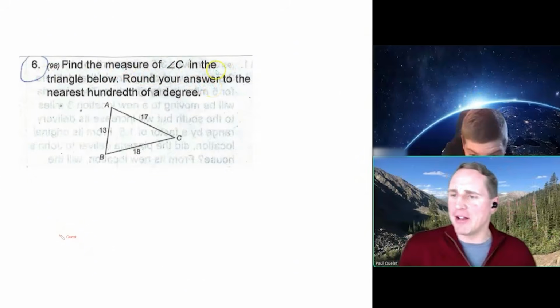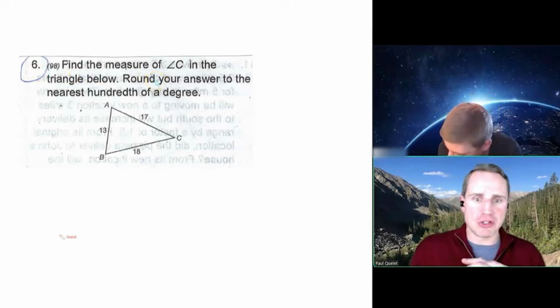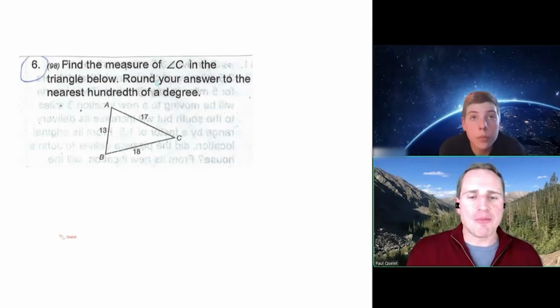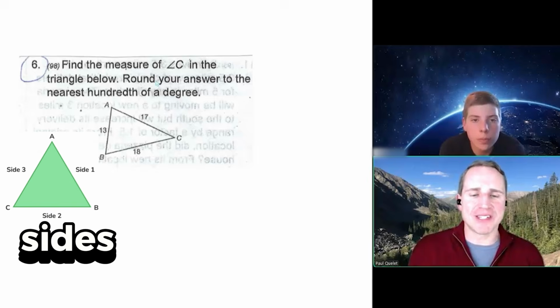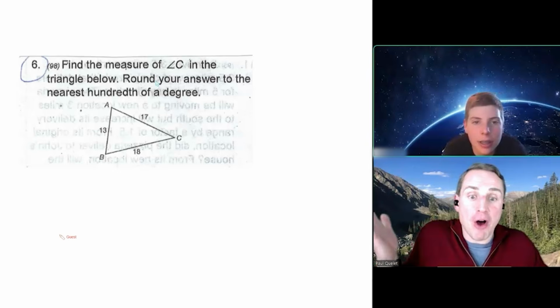Find the measure of angle C in the triangle below. Round your answer to the nearest hundredth of a degree. With this, do we have more angles than sides or sides than angles? Sides than angles, 100%, because we have all three sides.